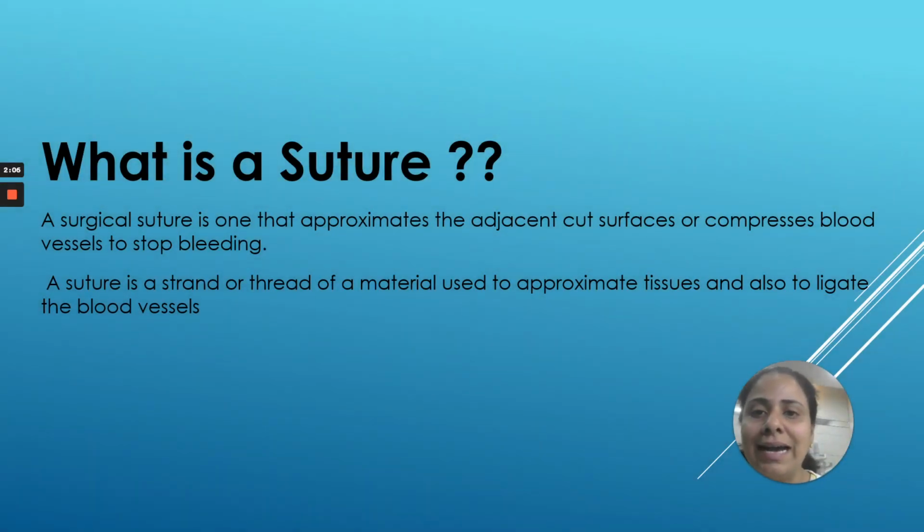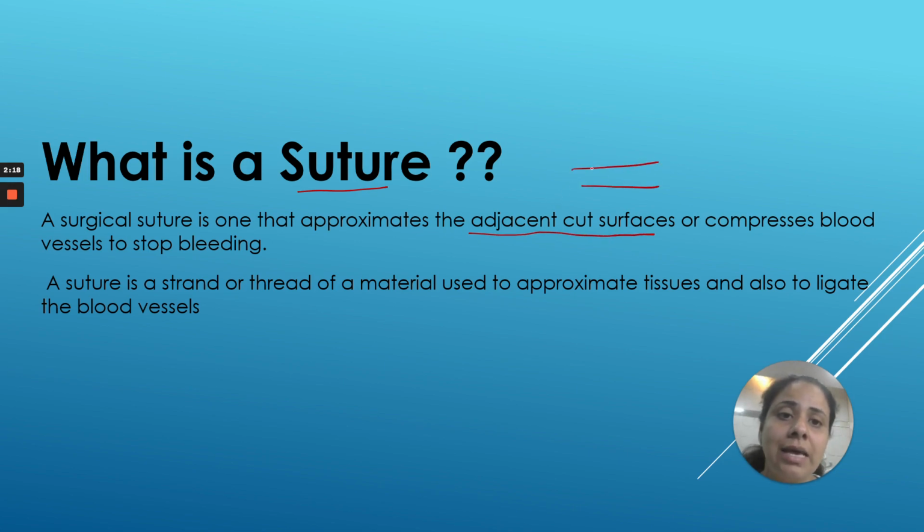So what exactly is a suture? A surgical suture is one that approximates the adjacent cut surfaces. These are the two adjacent cut surfaces, and sutures are going to approximate these areas. Otherwise, without sutures, these areas will be far apart from each other. So if we give the suture, we are slightly bringing them closer.